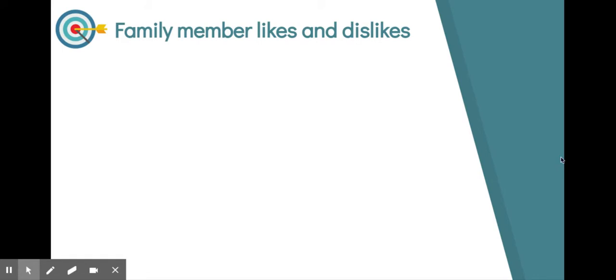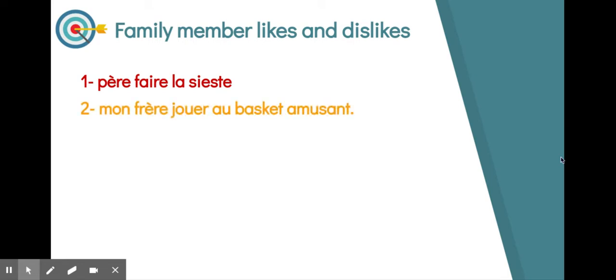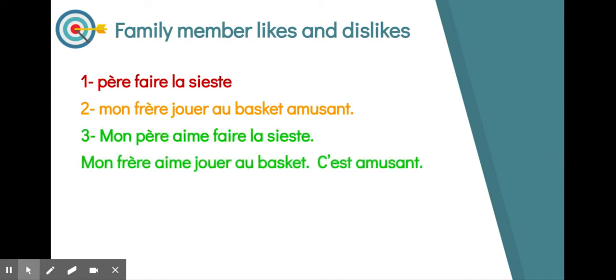Excellent, bien, merci. Okay, so let's take a look at what our sentences should look like for our family members' likes and dislikes. If you're just giving me sort of one-word answers, that's a one. Twos, you're trying to get the sentence, but you're not quite there. You're going to get a three if you can give me a simple sentence, like maybe mon père aime faire la sieste, my dad likes to take naps, or mon frère aime jouer au basket, my brother likes to play basketball. C'est amusant, it's fun.